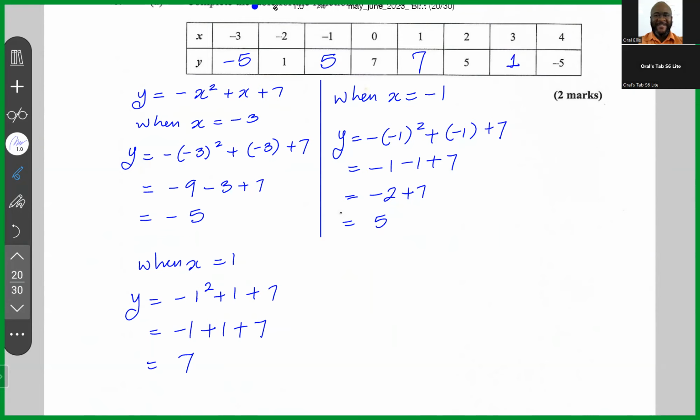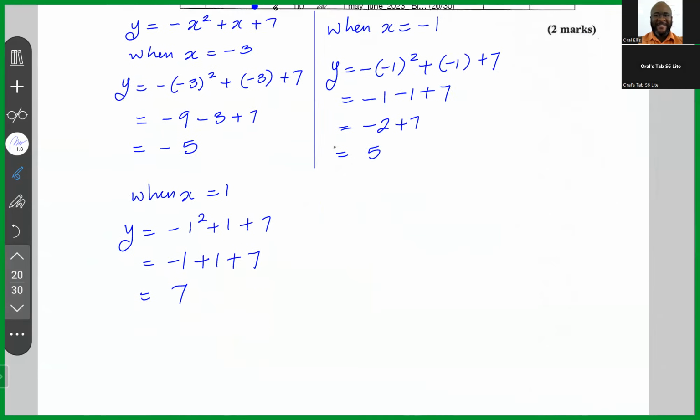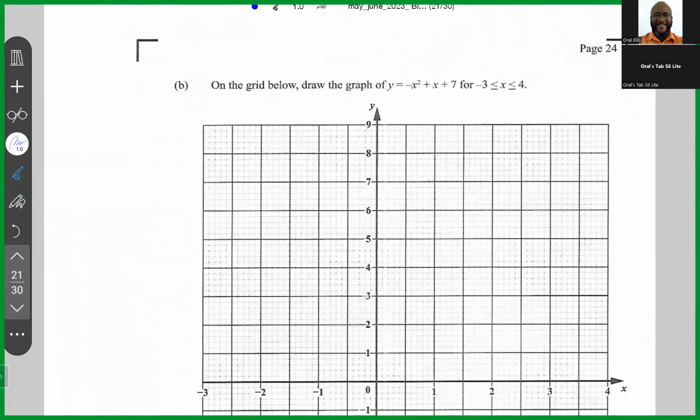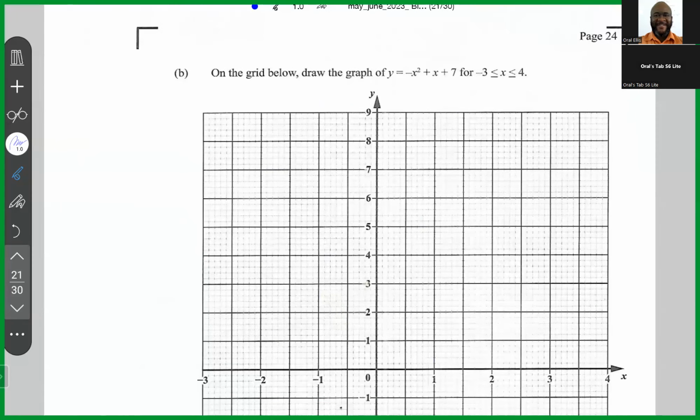All right, so now that we have our completed table of values, we can turn the page and see what's coming next. Next we're told, on the grid below, draw the graph of y is equal to minus x squared plus x plus 7 for values of x from minus 3 to positive 4. So let's plot our values.